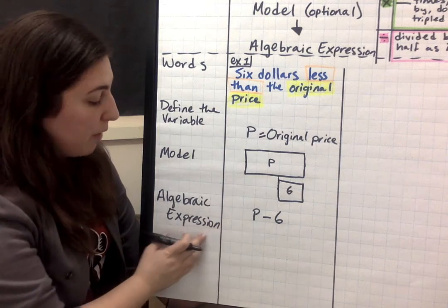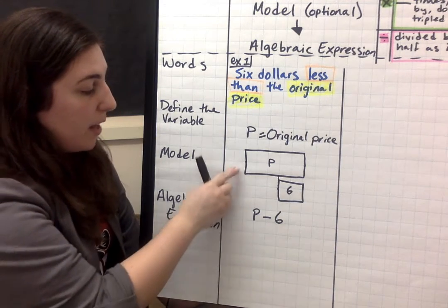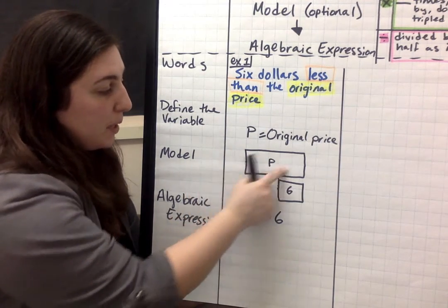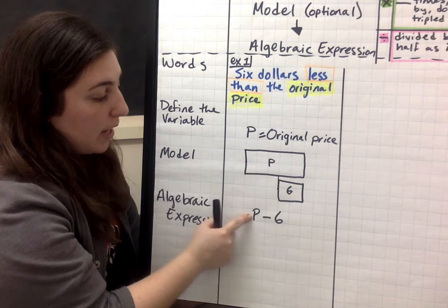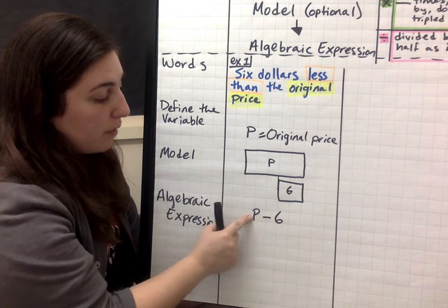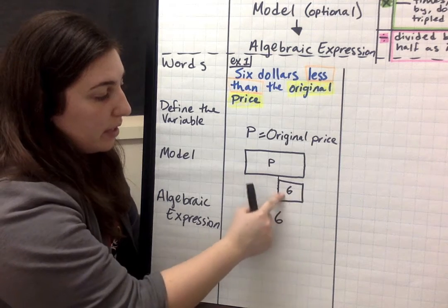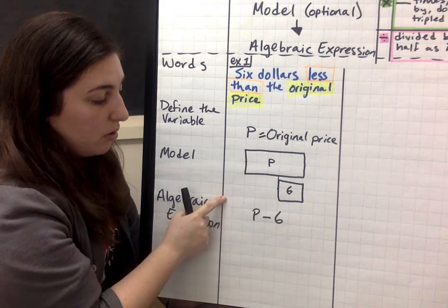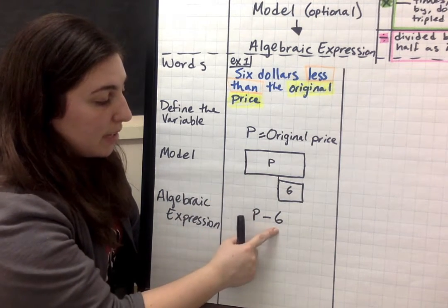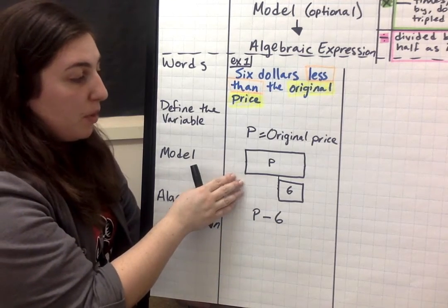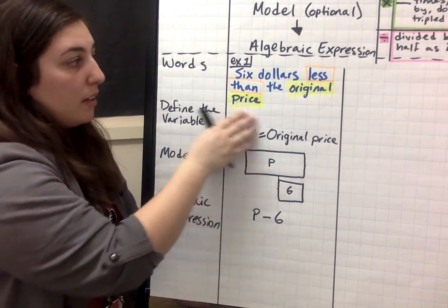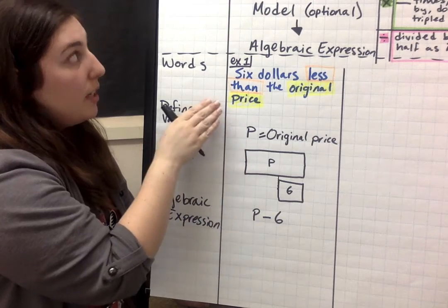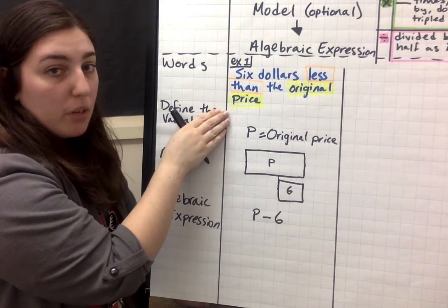So that's how I would write my algebraic expression, and if I look at my model, I have P here, right? And then I'm taking 6 away from the original. Over here I was taking 6 away from the original. So P minus 6 is an example of my model, and it demonstrates, it translates what I'm trying to say in words, okay?